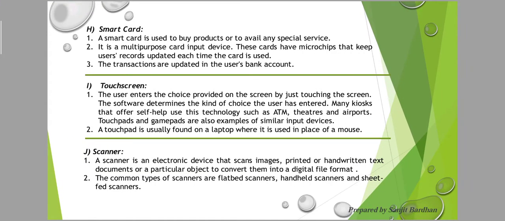Next is smart card. Smart card is like our ATM card. A smart card is used to buy products or allow any special service. It is a multi-purpose card input device. This card has a microchip that keeps user records updated each time the card is used. The transactions are updated in the user's bank account. Okay, here you can see on your card a SIM card type symbol.